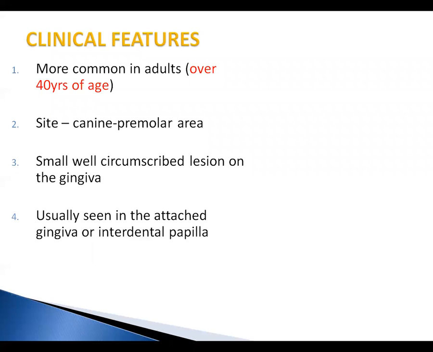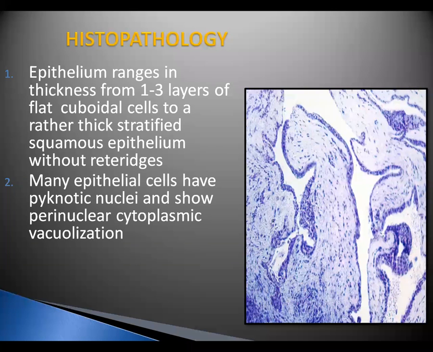First was the COC, second was the GOC, and third one is the gingival cyst of adults. So histopathologically, epithelium ranges in thickness from 1 to 3 layers of flat cuboidal cells to a rather thick stratified squamous epithelium without rete ridges.